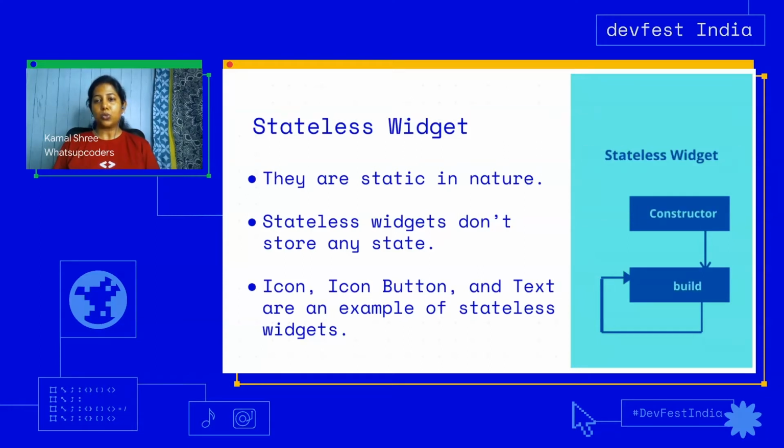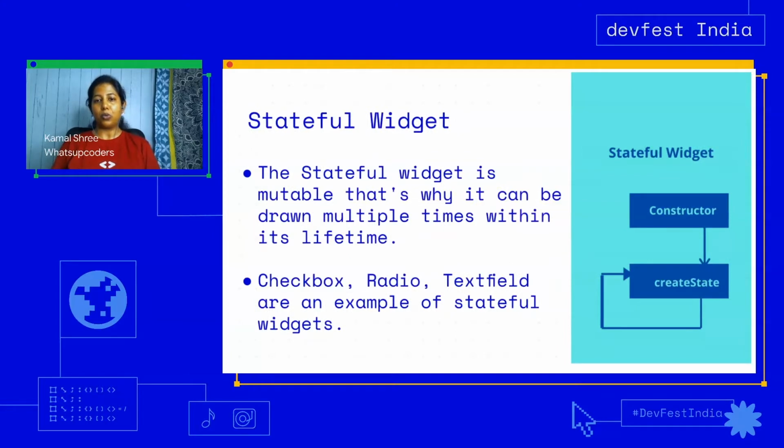And if you look at the stateless widget, all it has is a constructor and a build method that returns one or more widgets. Moving on to the stateful widget. When I say stateful widget, it is mutable and it can be drawn multiple times within its lifetime. So it's dynamic in nature. When I say dynamic, that means it can keep track of changes and update the UI based on those changes. Here you do not have a build method; instead you have a createState method. And what does createState do? All it does is return a state object.